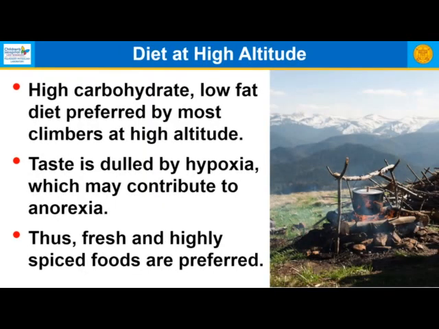A high carbohydrate, low fat diet is preferred by most climbers at high altitude. Part of the reason probably is that taste is dulled by hypoxia, which may contribute to the anorexia.